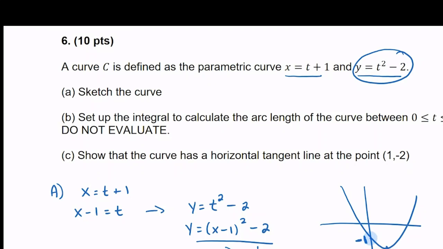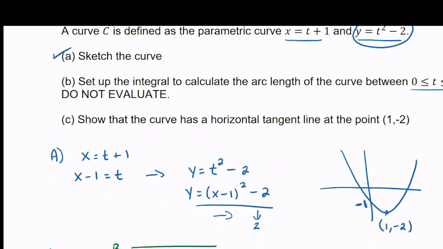We can also quickly figure out the y-intercept by making x equal 0. When x equals 0, we would see that y is equal to negative 1. So that's it for part A. For part B, set up the integral to calculate the arc length of the curve from 0 to 2.